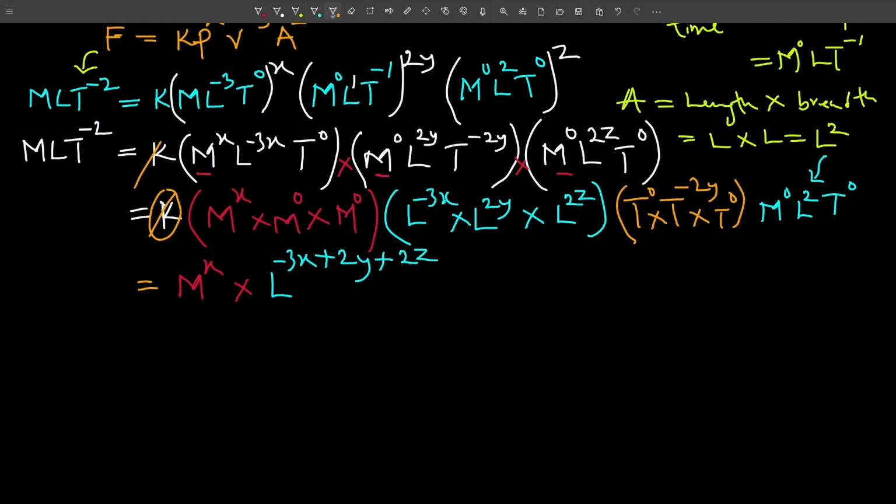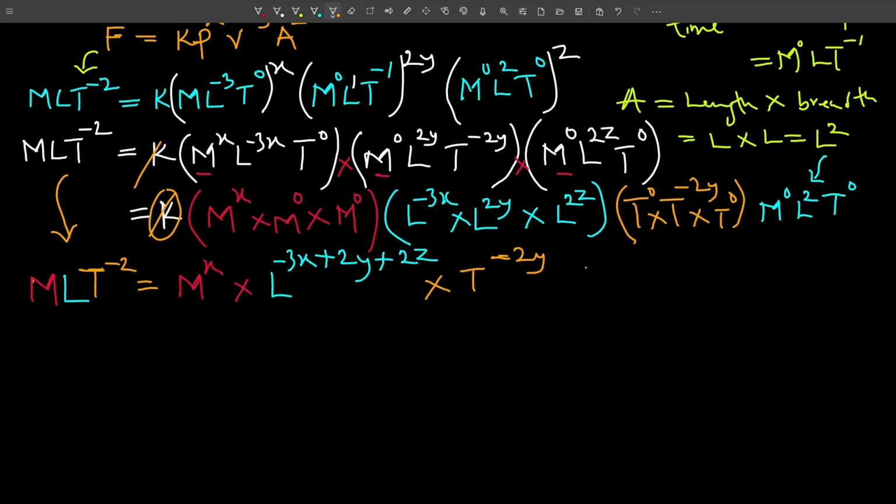Then for the last one, we have times t raised power 0 minus 2y plus 0, which is going to give me minus 2y. Don't forget that we still have the left-hand side. The left-hand side is m l t raised power minus 2. That's what we have in the left-hand side. Let's put this down. Now, what can we do?